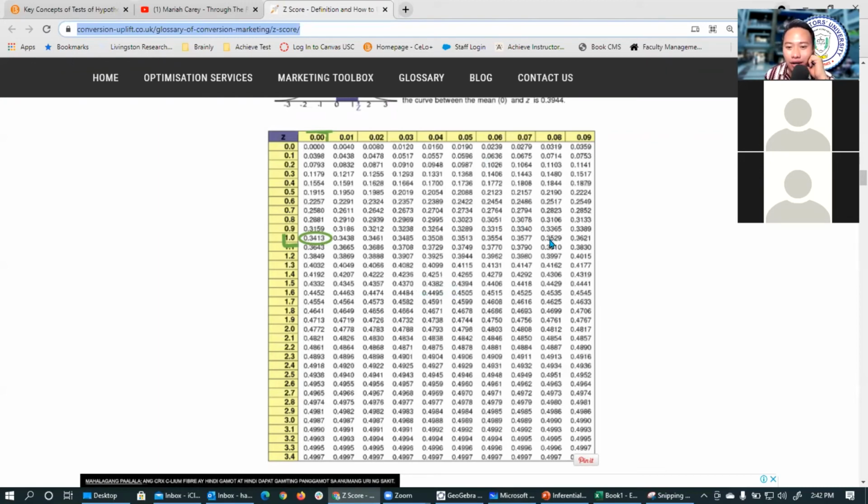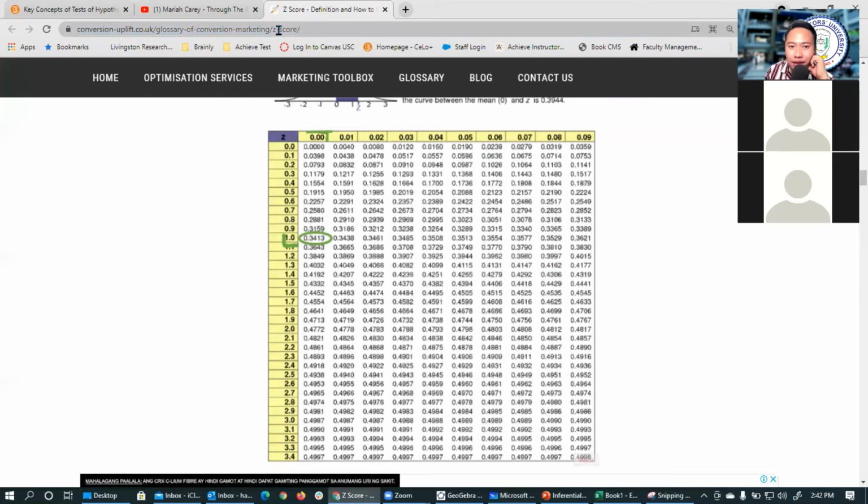Let me put a notation. This one or this one? Which is closer? 0.3997 or 0.4015?